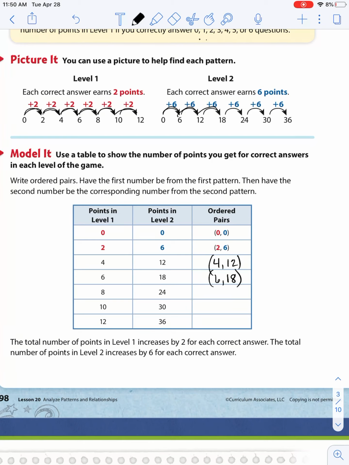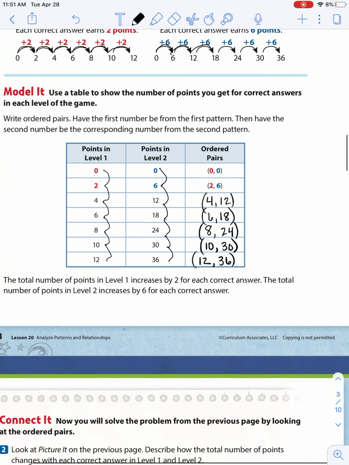6, 18. So the next level, if you got the next amount of questions right, you get 8 points for level 1, but 24 points for level 2. 10 points for level 1, 30 points for level 2. 12 points for level 1, 36 points for level 2. So the total number of points in level 1 increases by 2. See, they go up by 2 each time. Plus 2, plus 2, plus 2. The total number of points in level 2 goes up by 6 each time.